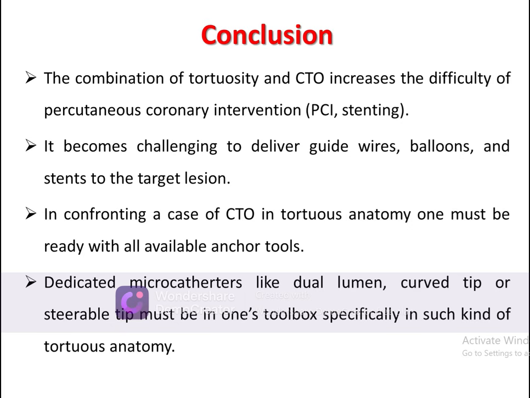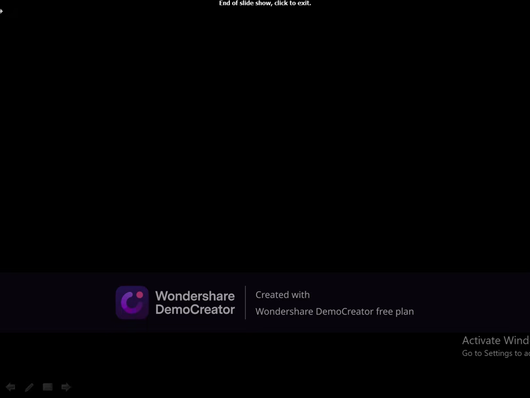So to conclude our case, a combination of tortuosity and CTO increases the difficulty of percutaneous coronary intervention. It becomes challenging to deliver guide wires, balloons, and stents to the target lesion. In confronting a case of CTO and tortuous anatomy, one must be ready with all available anchor tools. Dedicated microcatheters like dual lumen, curved tip, or steerable tip must be in one's toolbox, specifically for this kind of tortuous anatomy. And thank you.